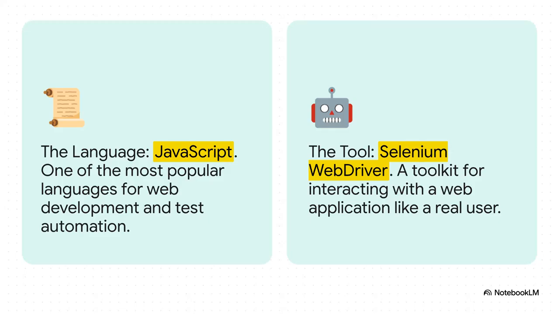Think of our engine as having two main components. First, we've got JavaScript. That's the language we'll use to write our commands, the actual instructions for what to do. Then you've got Selenium WebDriver. This is the toolkit that takes those JavaScript commands and actually makes them happen in a browser, mimicking what a real person would do, like clicking and typing.